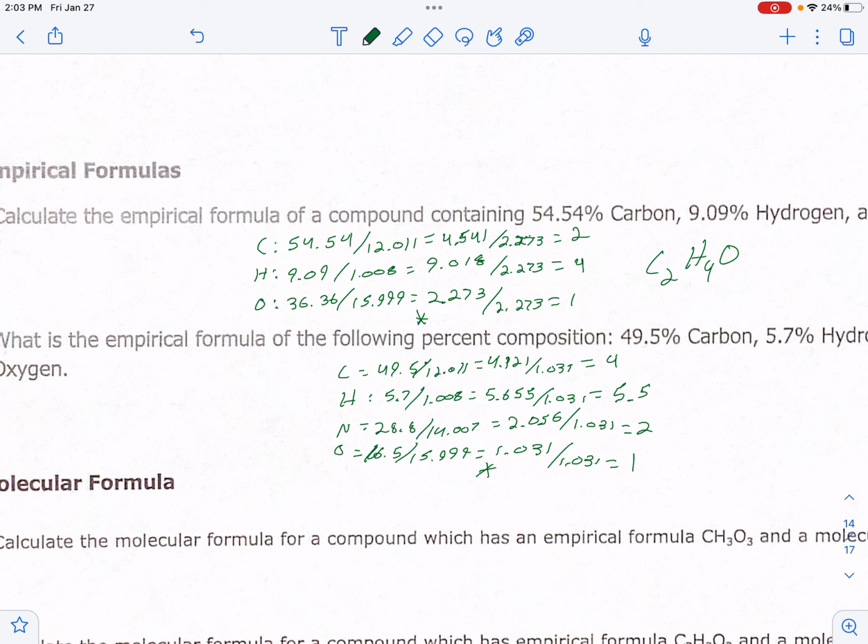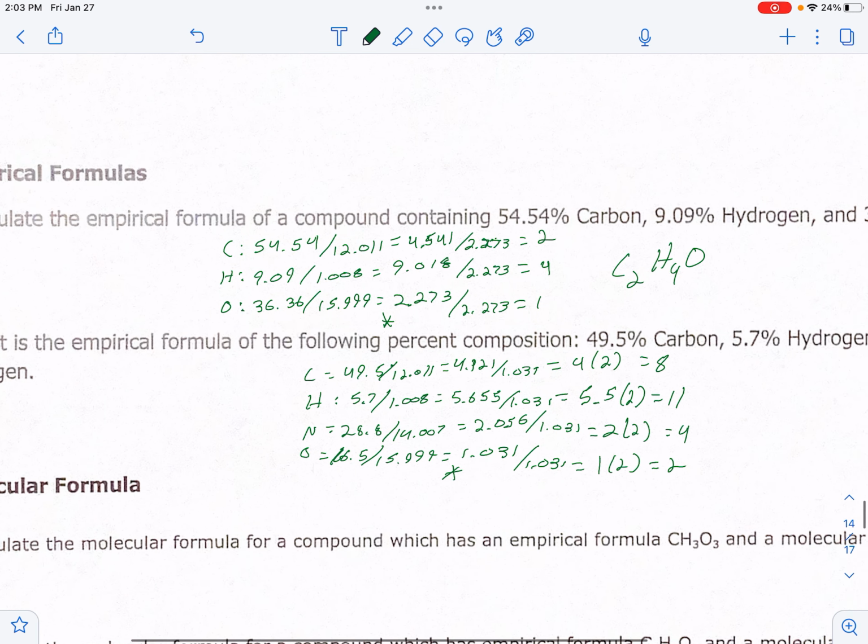Now, what you do is you start at 2, or sometimes you can just know right off the bat: what could I multiply 5.5 by in order to get to a whole number? Well, that'd just be 2. Multiply it by 2, and that gives me 11. Now, in math, you can't just pick and choose. You've got to multiply everything by 2. So that gives me 8, 4, and 2. So there's my answer. I get C8H11N4O2.